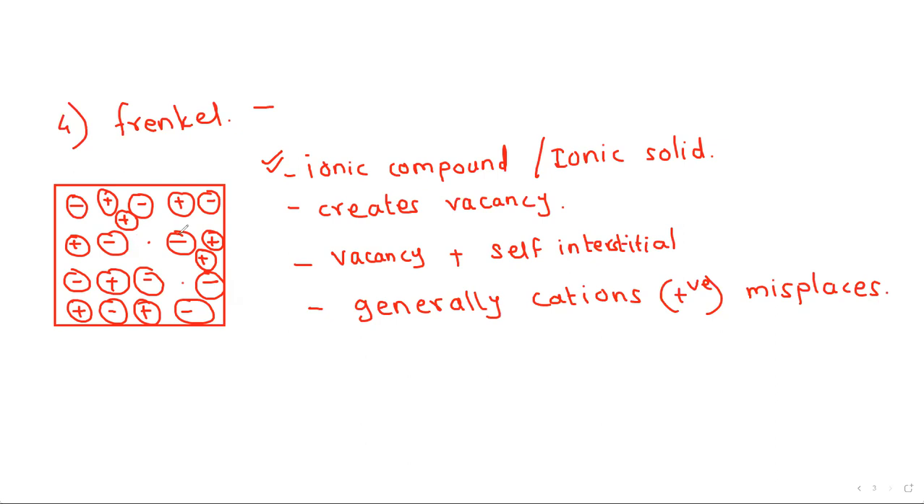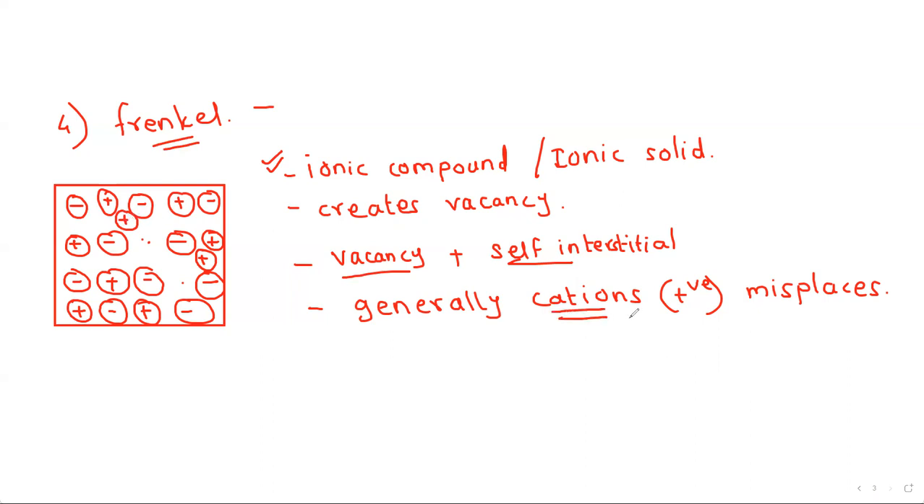The vacancy is created because some ions, which are positively charged particles, have left their original sites and are placed interstitially, that is in the voids. So this type of defect is nothing but a vacancy plus self-interstitial defect, because generally the positively charged particles, that is cations, leave their original sites, creating a vacancy, and are placed interstitially, that is between the ions or in the voids.